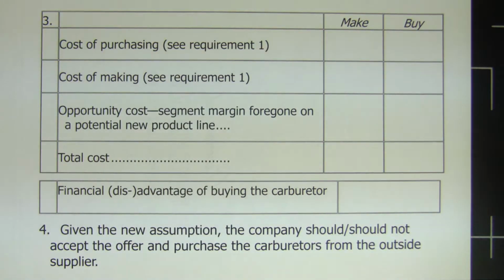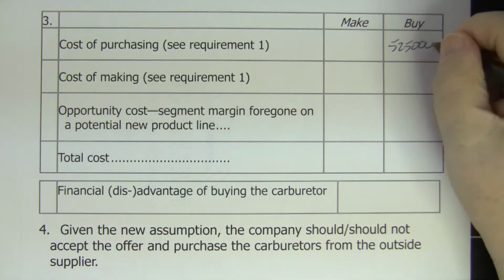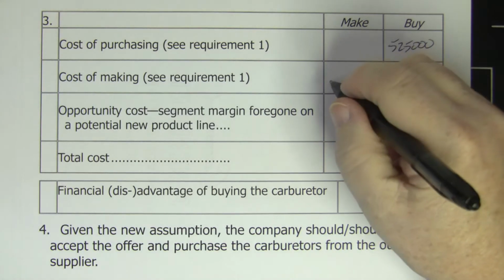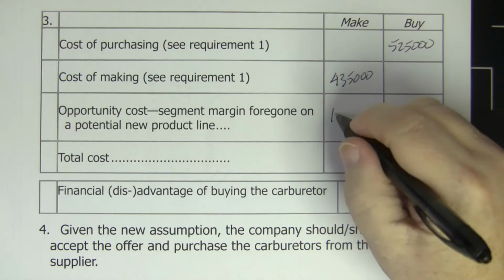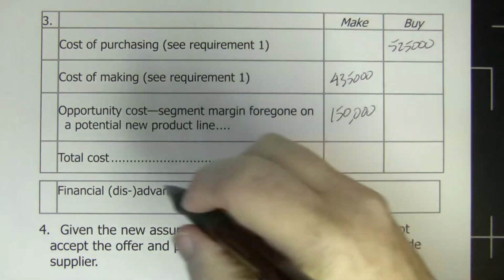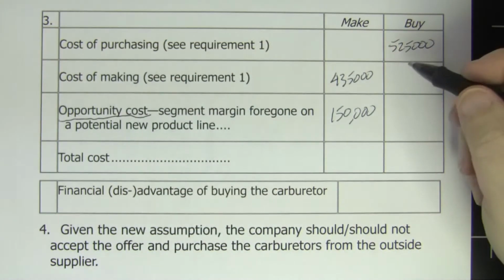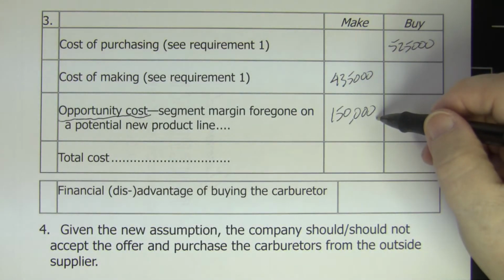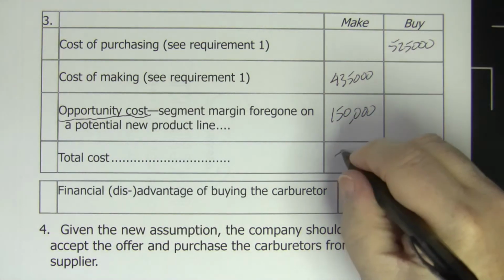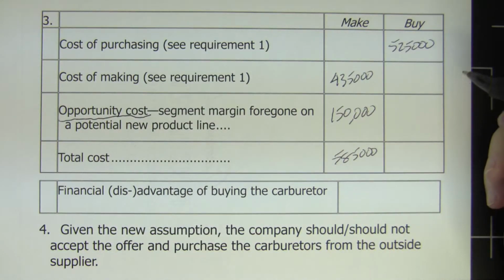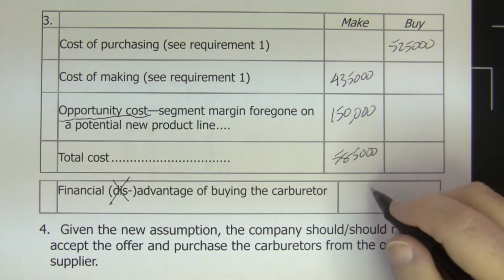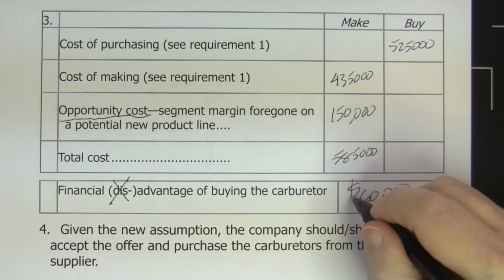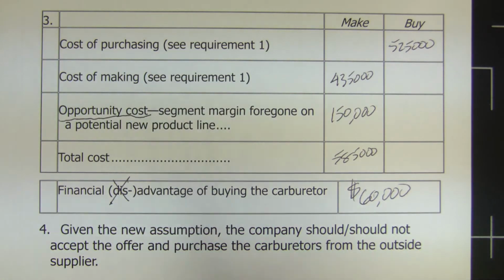If we purchase them, it's $525,000. That hasn't changed. But our cost of making is $435,000. That hasn't changed. But we now have this $150,000 opportunity cost. That's new. If we don't make them, we can make this, and that'll yield another $150,000. So that's $585,000 that it will cost us to make them, $525,000 to buy them. So in this case, the financial advantage of buying the carburetor is $60,000 when you consider the opportunity cost.